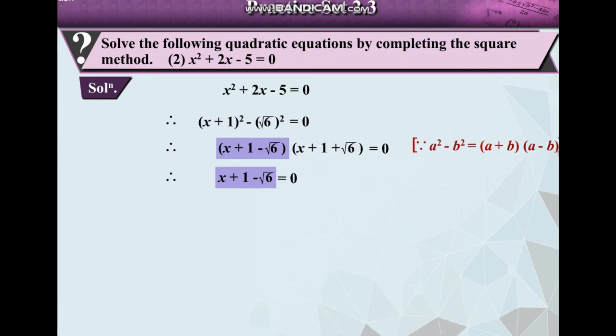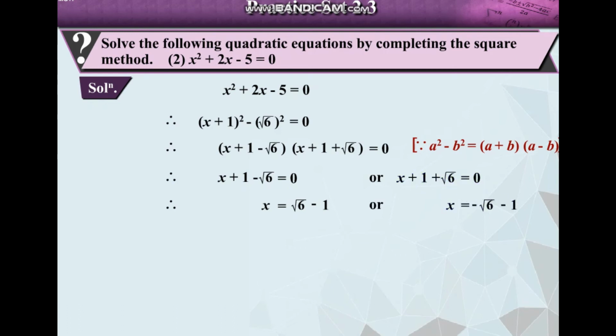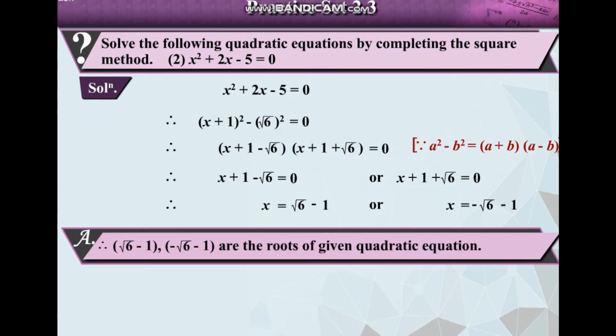Therefore, x plus 1 minus root 6 is equal to 0. Or x plus 1 plus root 6 is equal to 0. Therefore, x is equal to root 6 minus 1. Or x is equal to minus root 6 minus 1. Therefore, root 6 minus 1 and minus root 6 minus 1 are the roots of the given quadratic equation.